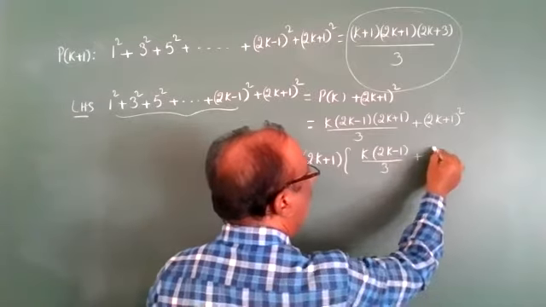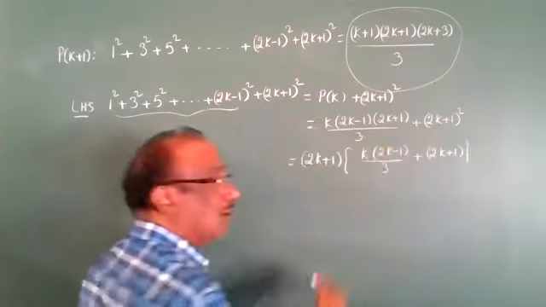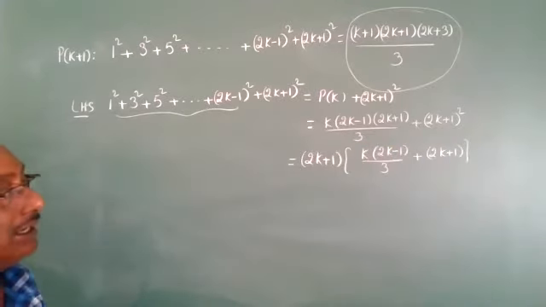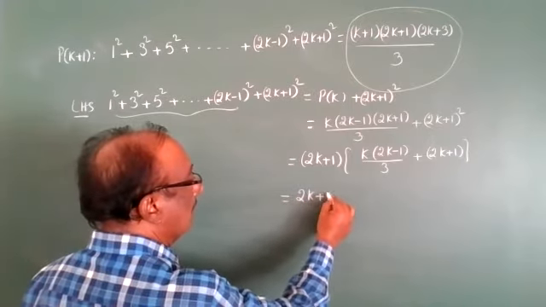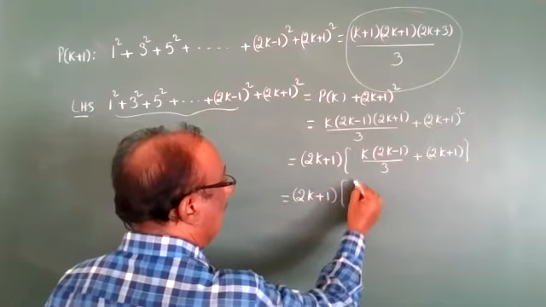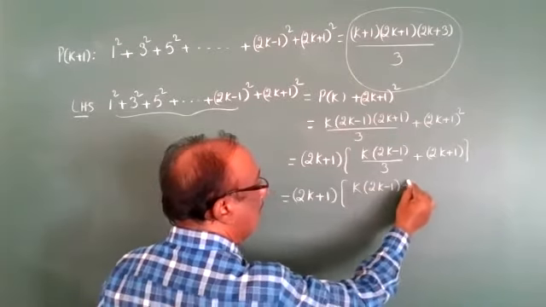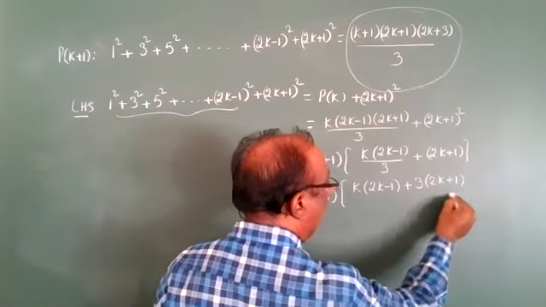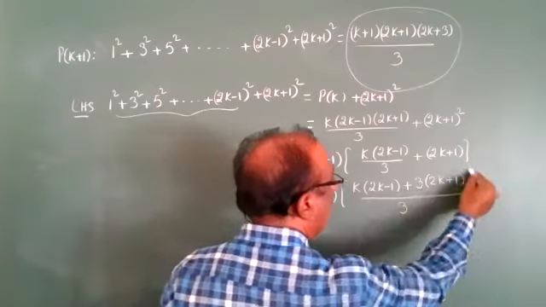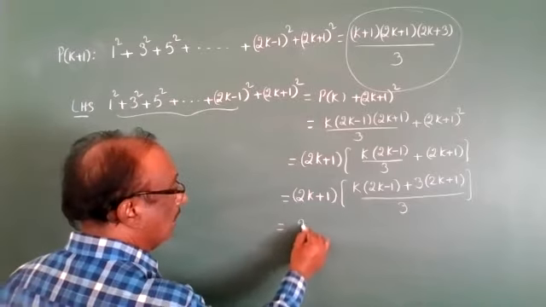Here is 2k plus 1. Out of the 2 times it is repeating, 1 time goes outside and 1 time remains. Take the LCM and simplify: 2k plus 1 times [k into (2k minus 1) plus 3 into (2k plus 1)] upon 3. Everyone write down. This is equal to 2k plus 1.